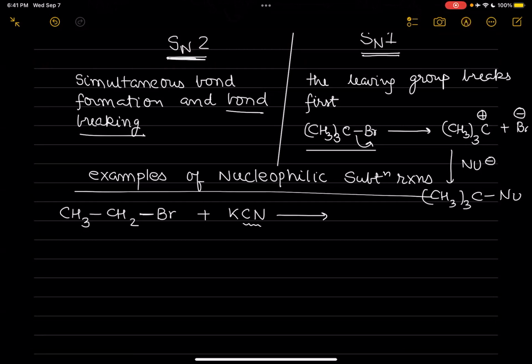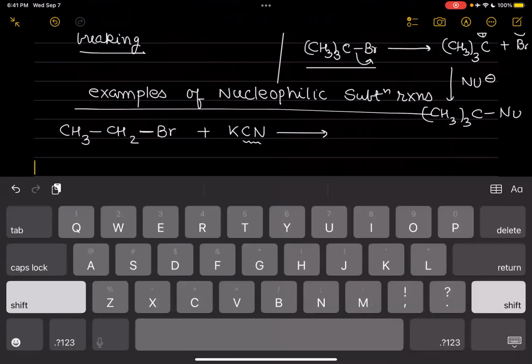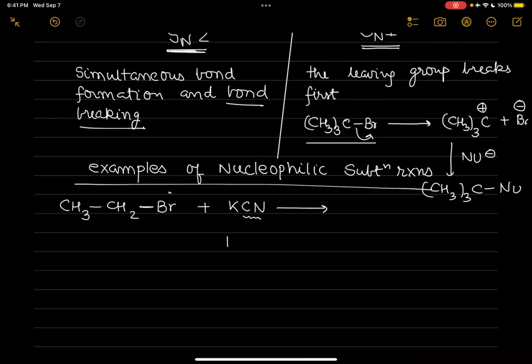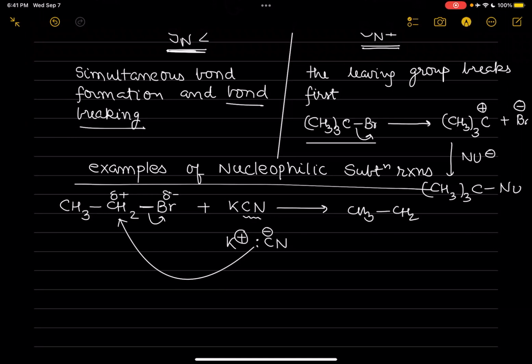Examples of nucleophilic substitution reactions. So CN minus, KCN, how will you know that KCN is a nucleophile? Because KCN dissociates as K plus and CN minus. Okay, and this is the polar bond. CN minus will get attracted, and the Br will come out, right? So CN minus is a nucleophile and Br is a leaving group.